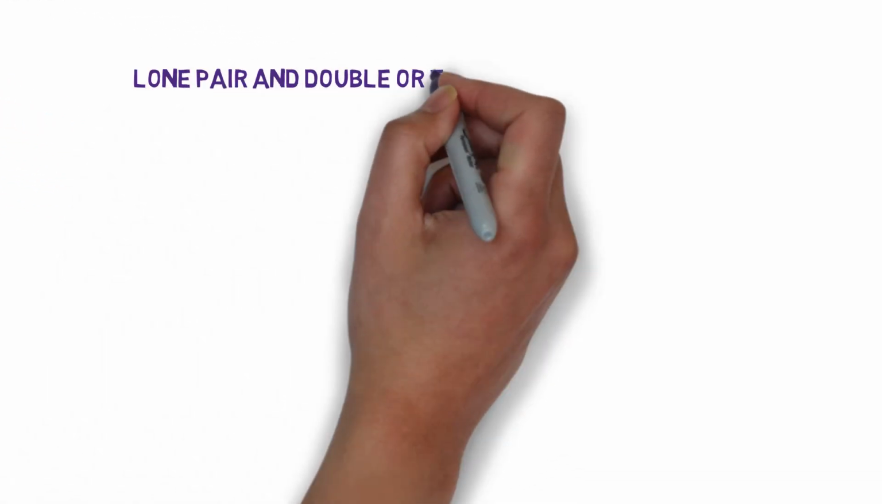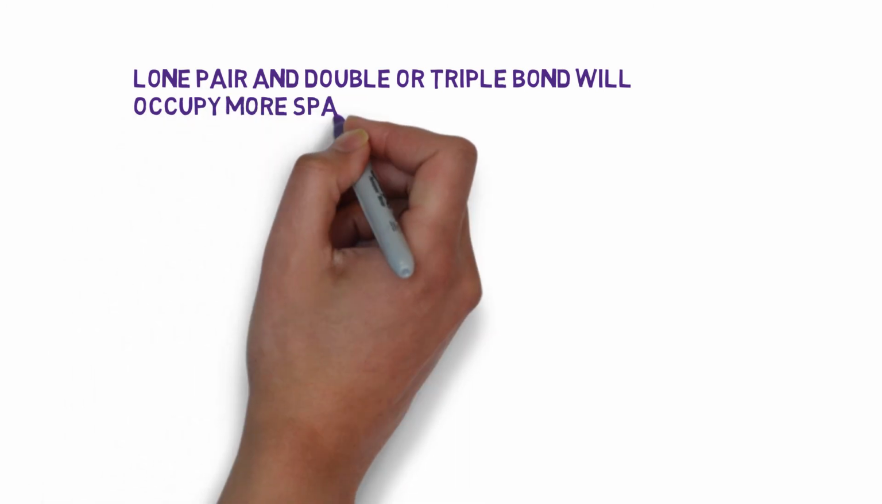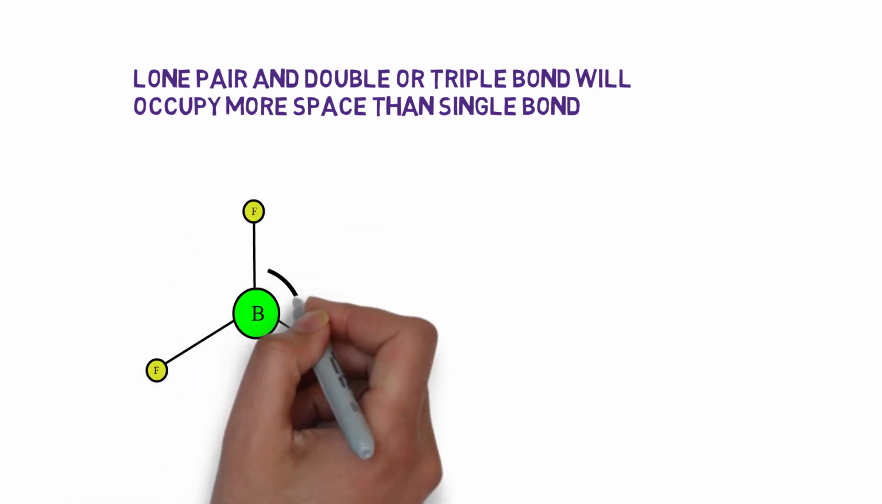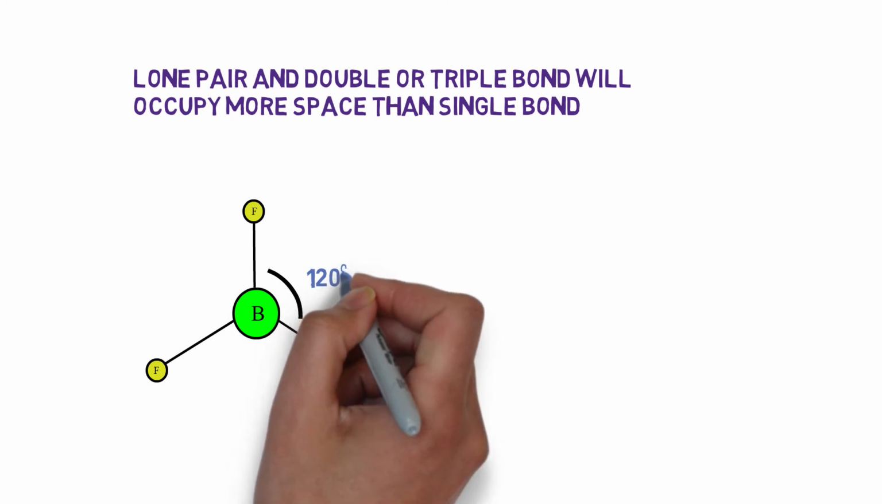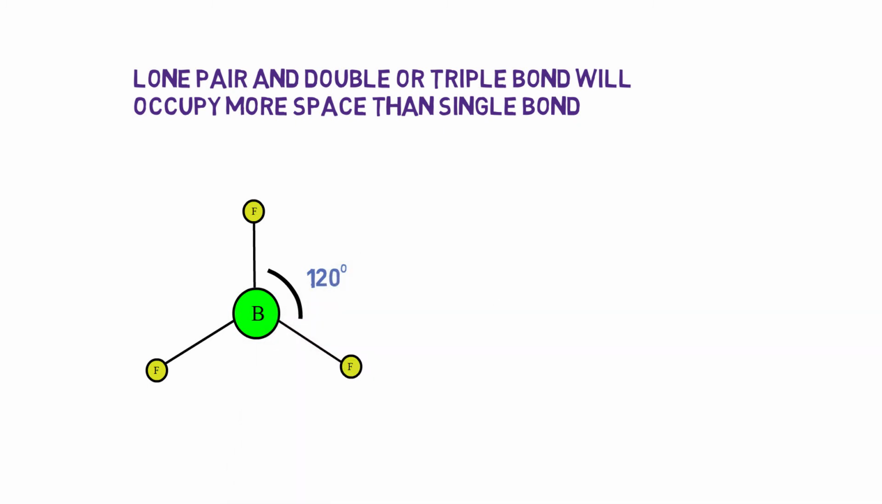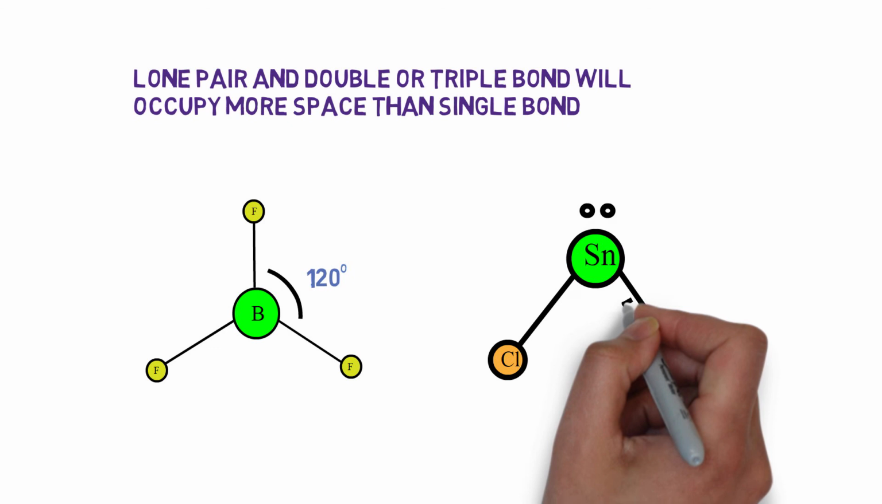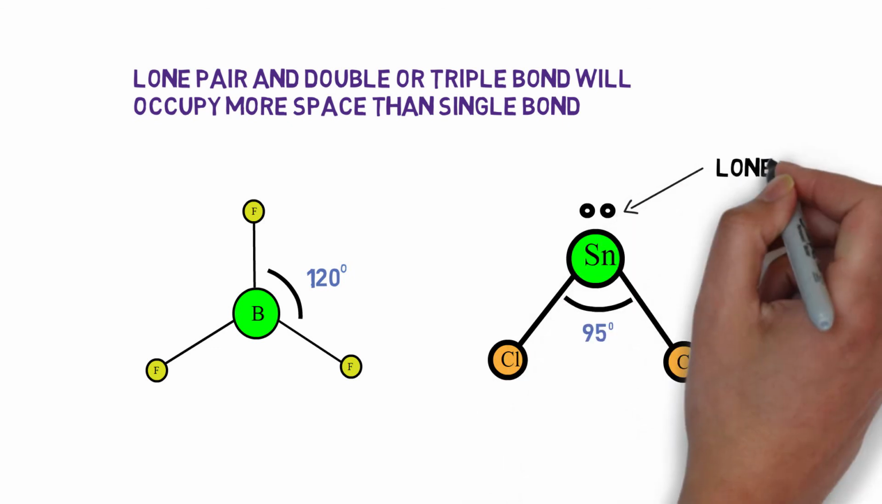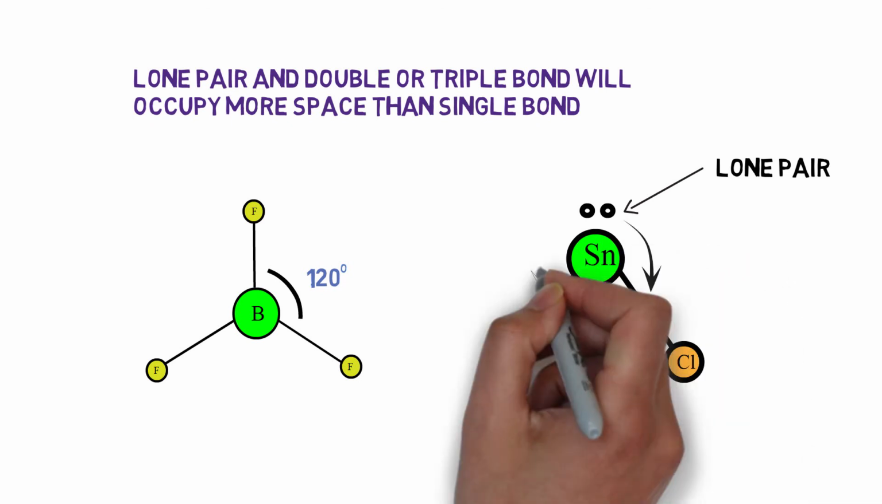The next point is that a multiple bond and a lone pair occupy more space than a single bond, and the bond angle will change in the molecule. Like in BF3, the angle between the bonds is 120, but in stannous chloride, the bond angle decreases to 95 degrees because the presence of the lone pair of electrons pushes the bonds hard.